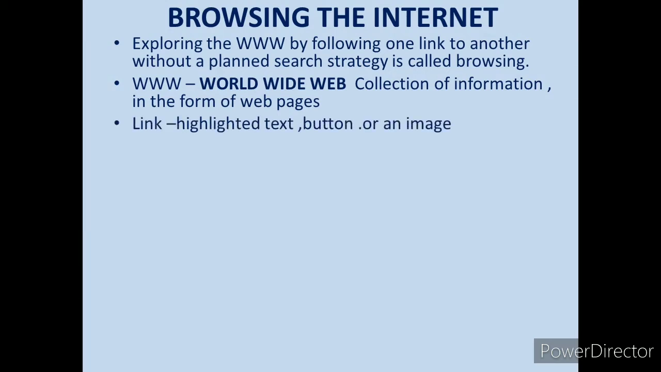What is a link? I already told you. A link can be a text, it can be a button, or it can be an image. We can click on a particular text. I think you have seen that link, and it is in blue color. If you click on that link, other web pages will open. It can be a button. If we click on a particular button, the next page will appear.